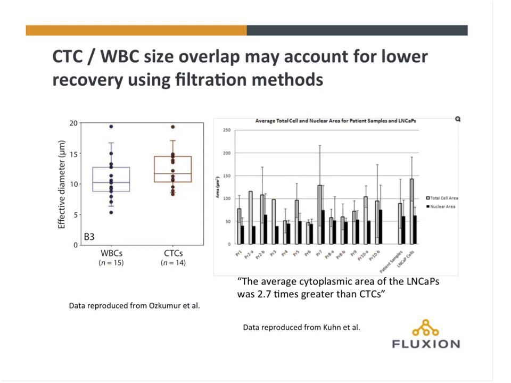So one possible explanation for this is that CTCs and white blood cells might have a larger overlap in size than people think. The plot on the left here, from Mehmet Toner's group, shows the measured diameters from CTCs in a breast cancer patient.